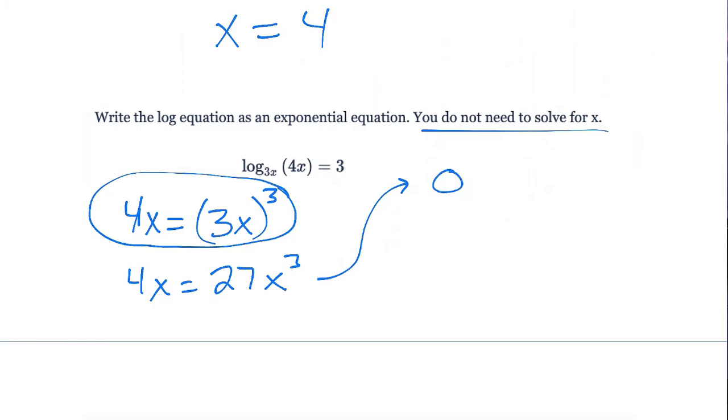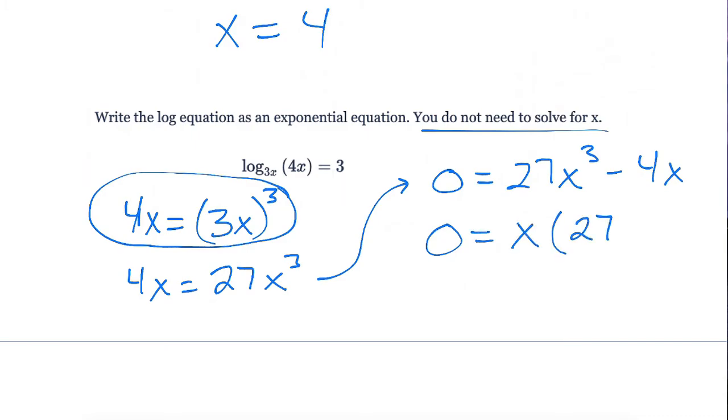Couldn't we just write this and then factor out an x? We'd have x times 27x squared minus 4, and then we could solve that. You know, we could solve that into x must equal 0. Well, we'll talk about why that doesn't work in a little bit. But you could go through and solve that. Okay.